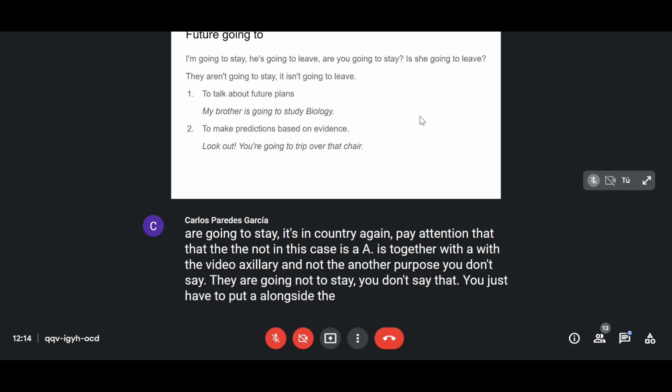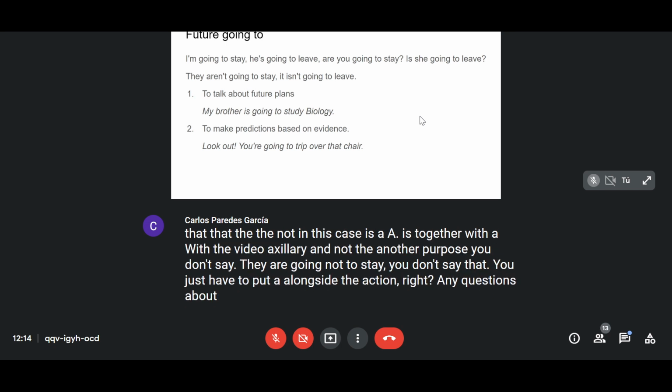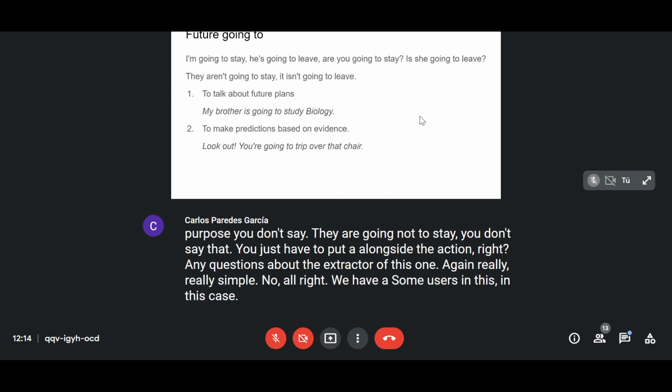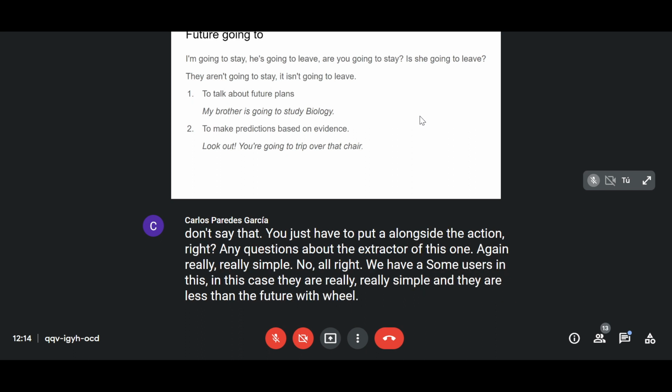All right. Any questions about the structure of this one? Again, really simple. No. All right. We have some uses in this case. They are really simple, and they are less than the future with will. And we use it to talk about future plans.